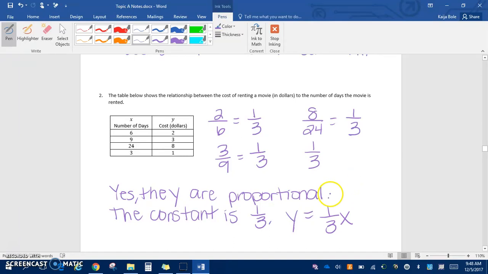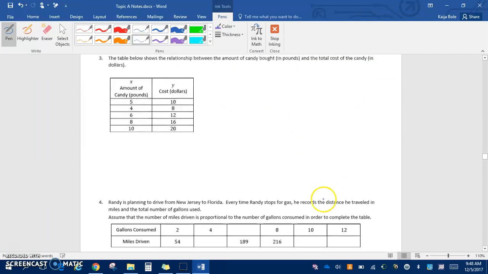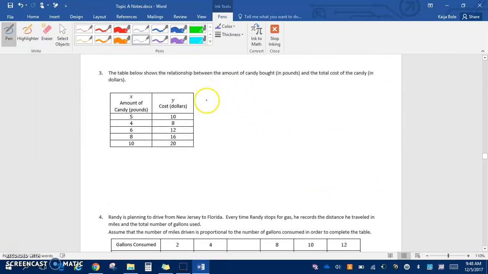Alright. On the next page, I want you guys to try number 3 on your own. Bring your answer with you to class. And then number 4 we will do in class tomorrow, so don't worry about that. And then that's all that we have for this lesson.